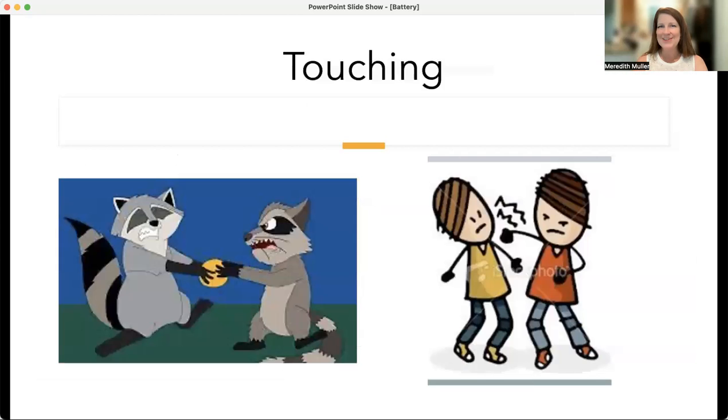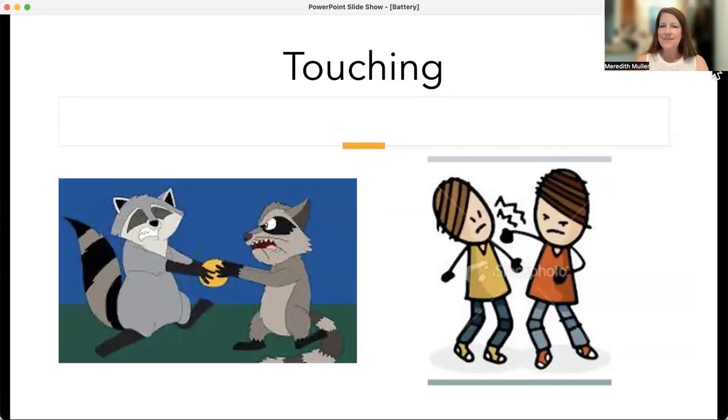So let's go a step further. Touching, what do we mean by touch? Well, I can punch you in the face. That is a touch. I am physically touching your skin or your body. That's easy. That's a battery, as long as it causes harm or offense.